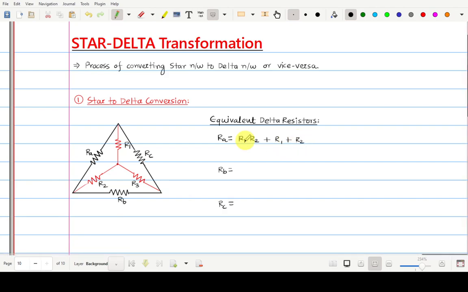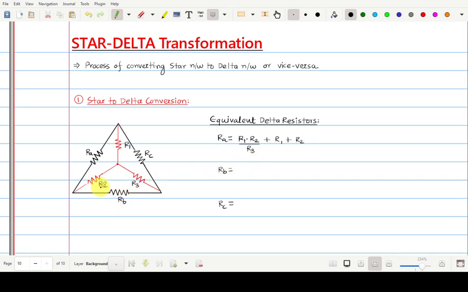So the star resistances which are first multiplied, later on they should be added. Now what is remaining? Only R3 is remaining. So take R3 in the denominator of the first term. So first multiply the nearest star resistances, and that should be divided by the remaining resistance. So R1 into R2 divided by R3. And the terms which we have multiplied should be added. So R1 plus R2.